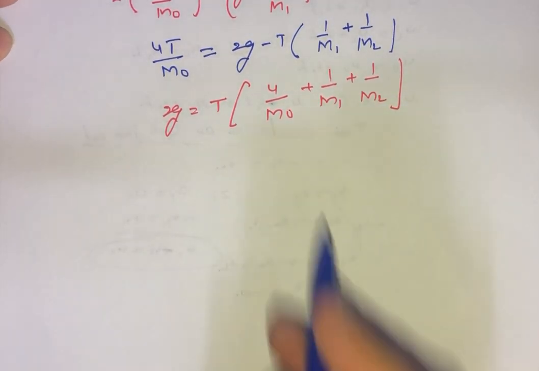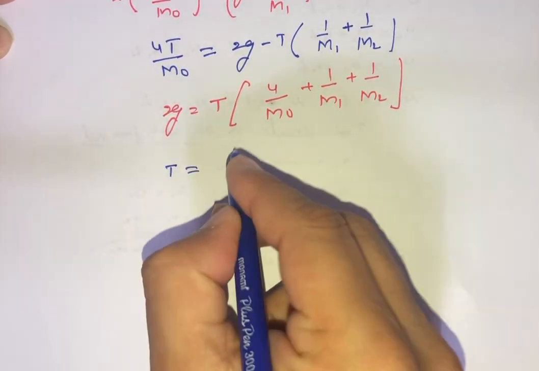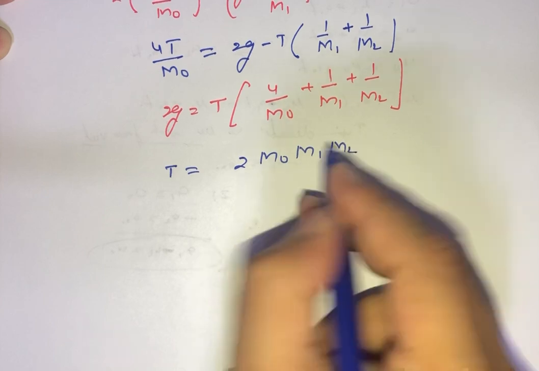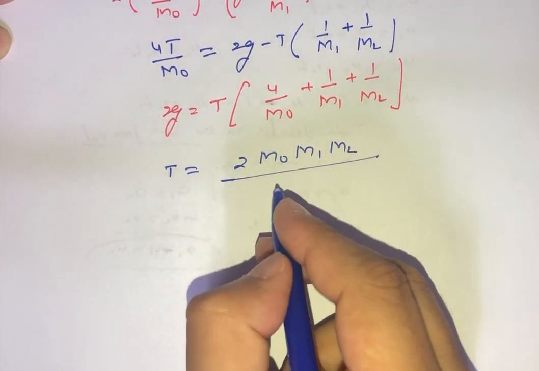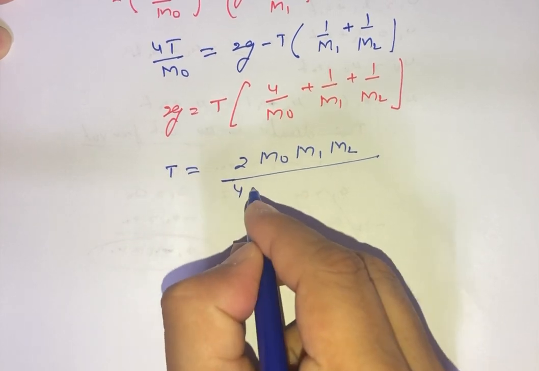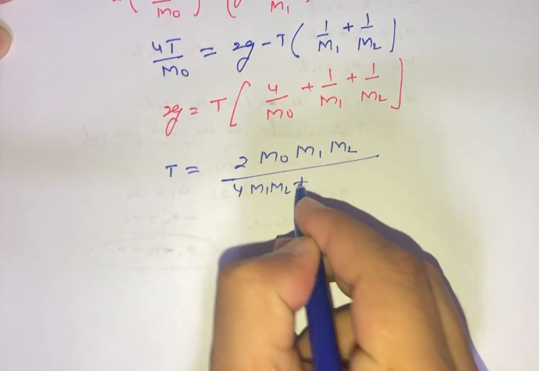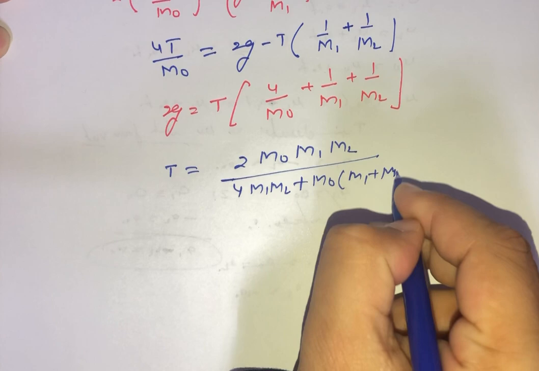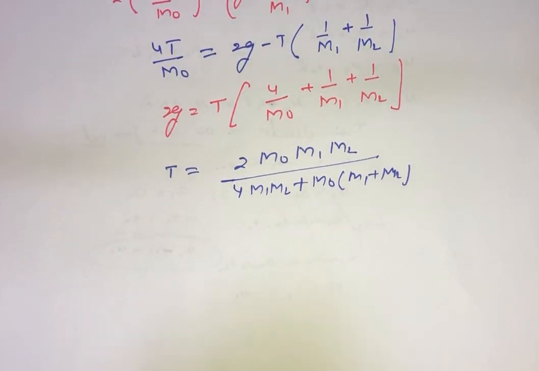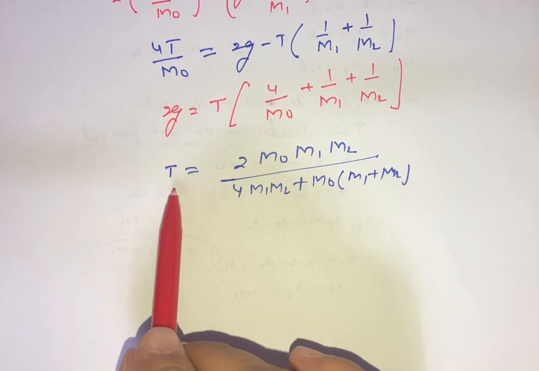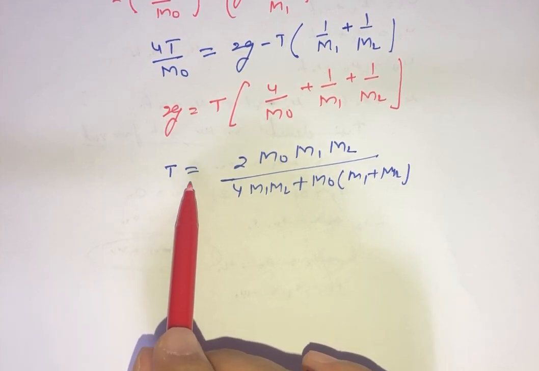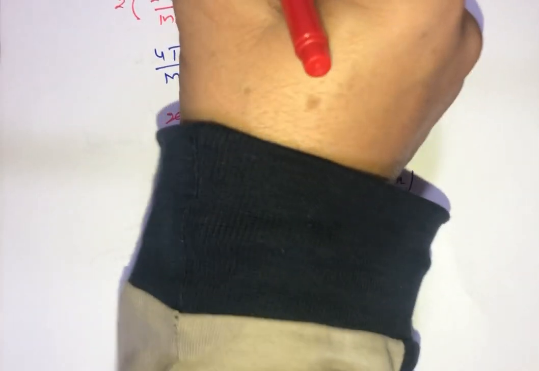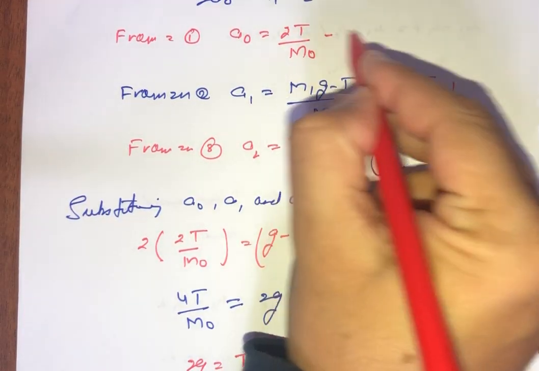Taking the LCM, we get T equals twice m0 m1 m2 g divided by 4 times m1 m2 plus m0 times m1 plus m2. So we already have the value of the tension T, and we are supposed to find the acceleration of the pulley, which is given as A naught. We are going to use this equation. Let this be equation number 5.